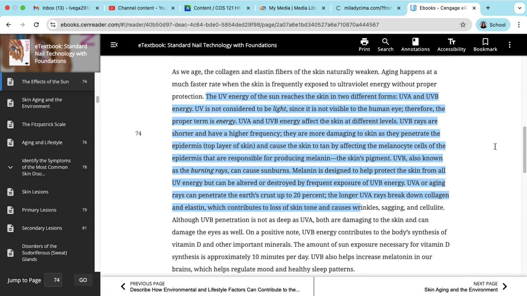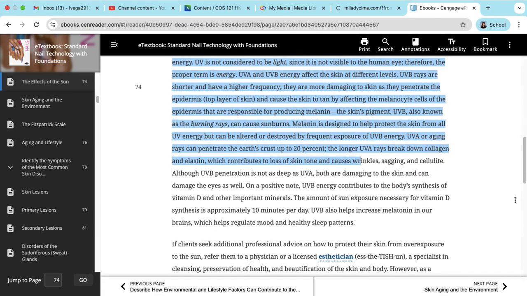UVB rays are shorter and have the higher frequency. UVB, also known as the burning rays, can cause sunburns. Melanin is designed to help protect the skin from all UV energy but can be altered or destroyed by frequent exposure to UVB. UVA, or aging rays, can penetrate the earth's crust up to 20%. The longer UVA rays break down collagen and elastin, which contributes to the loss of skin tone and causes wrinkles, sagging, and cellulite.